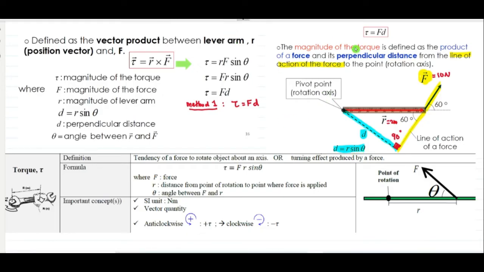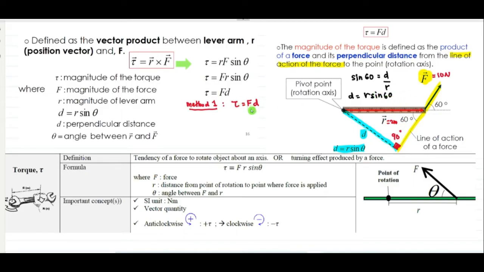Kalau siapa yang tak nampak, dia sebenarnya sin 60 degree. Sin 60 degree, opposite is D over the hypotenuse is R. Therefore, sebab itu D is equal to R sin 60 degree. Okay, kita ambil ini sebagai contoh.